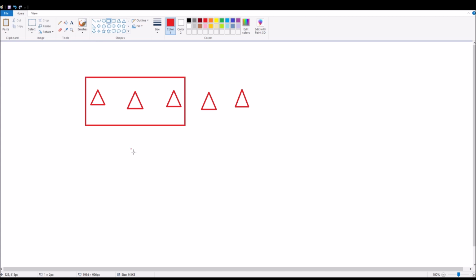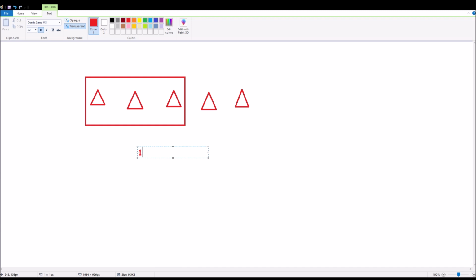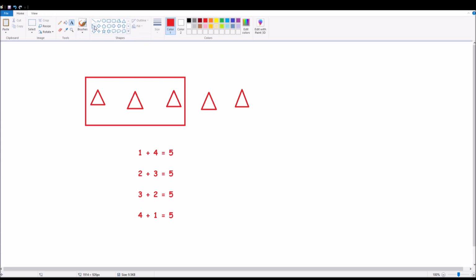You can't make this a doubles problem because the only options you have are 1 plus 4 equals 5. 2 plus 3 equals 5. 3 plus 2 equals 5. And 4 plus 1 equals 5. Do you see a doubles problem there? I don't. What I see are a whole bunch of numbers that do not actually have the same, and what's that word that I said at the beginning? Addend. They don't have the same addend.